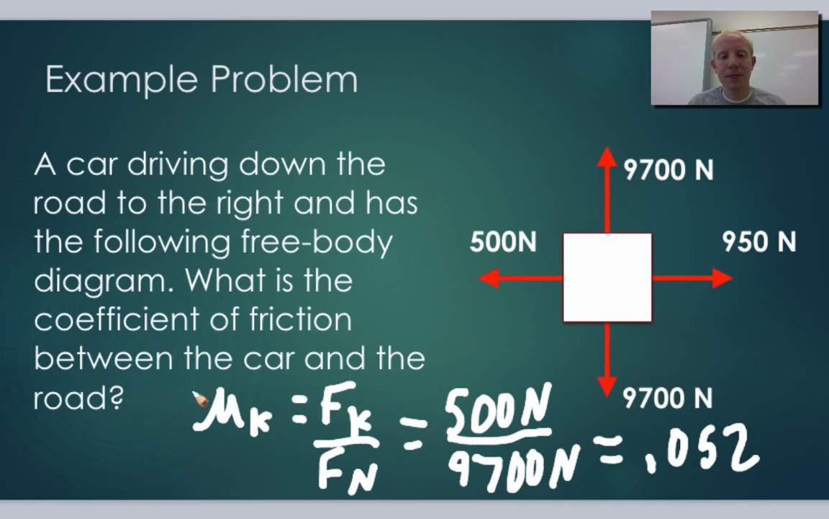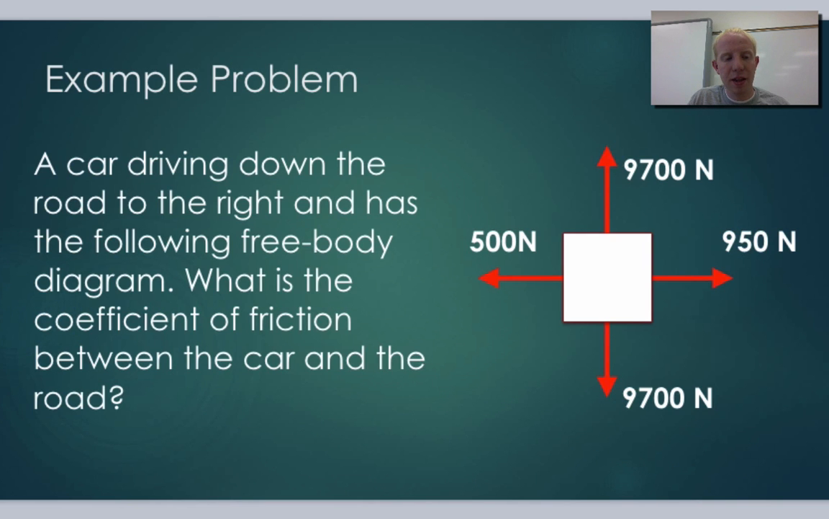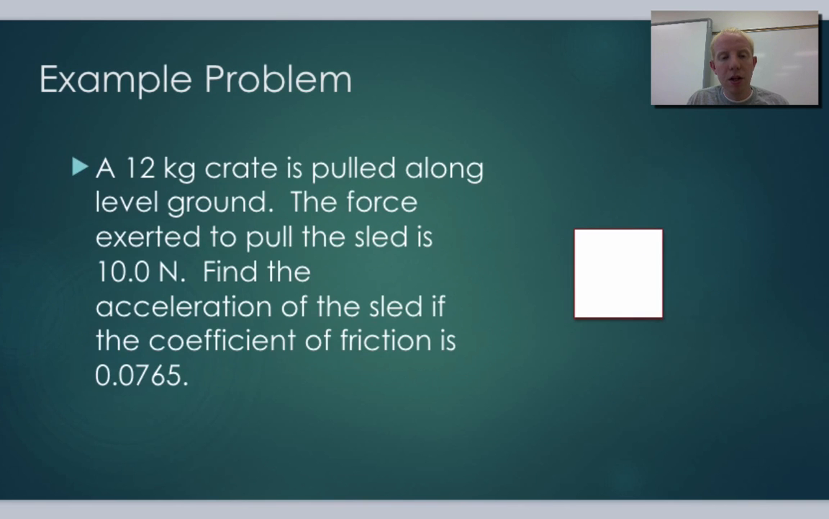All right, let's just do one more. More practice, the better, right? And then I think we'll be good. So last problem. We got a 12 kilogram crate. It's pulled along level ground. The force exerted to pull the sled is 10 newtons. Find the acceleration of the sled if the coefficient of friction is 0.0765. So let's first of all just identify what we know.